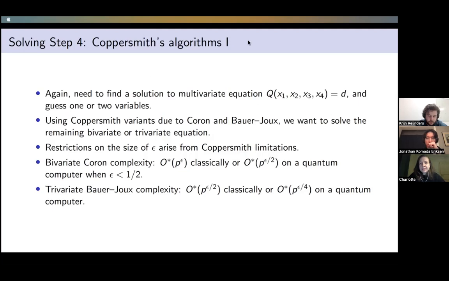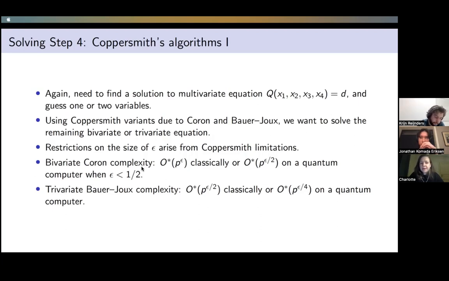And because there are some limitations to the Coppersmith algorithm in general, and the Coron and Bauer-Zhu variants of course also have these limitations, they do not provide solutions for all parameters epsilon. So we have some restrictions on when these algorithms will actually provide us with a good solution. In particular, the bivariate Coron complexity is O star of p to the epsilon classically, and we can also speed this up with quantum search when we have quite small isogeny degrees. So we're looking at isogenies of degree between square root of p and p here.